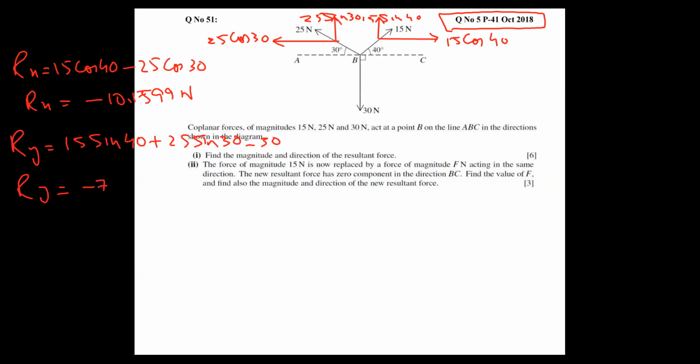It is coming negative 7.8582. All right, both negative. Wait a minute, let me check once again. 15 cos 40, yes, okay. And this one, no problem, correct, okay.